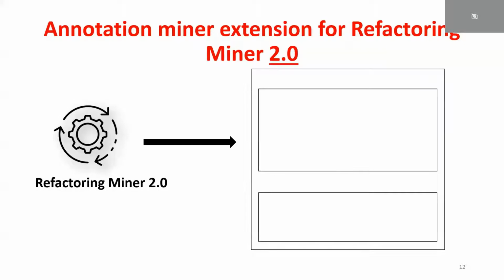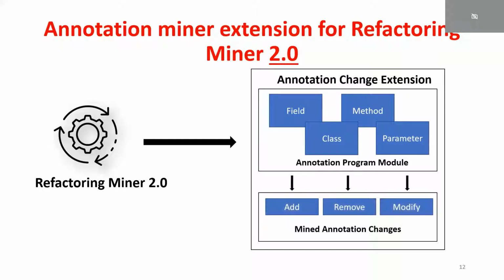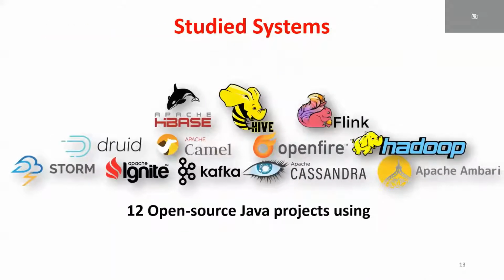To carry out the research, one of the authors extended the recent version of RefactoringMiner to detect four new additional types of annotation changes. These changes are method, field, parameter, and class level annotations. And for each annotation, we detect changes like add, remove, and modify annotations at the commit level. Our tool can achieve 99.7 precision and 98.7 recall. And we use our tool to study 12 open source Java projects.